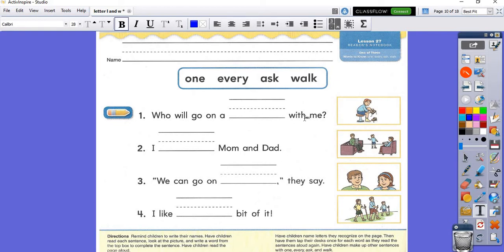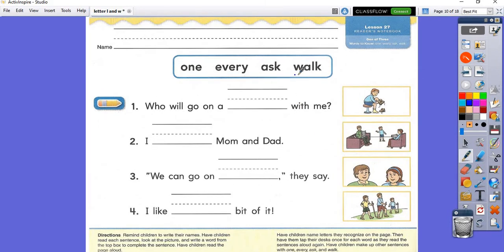Okay, now let's see what this picture is telling us. Who will go on a dash with me? This boy, he's asking something. Who will go on a one? No. Who will go on a every? No. Who will go on a ask? No. Who will go on a walk? Very good. Excellent. Walk. I will underline this word because this boy, he's asking, who will go on a walk with me?